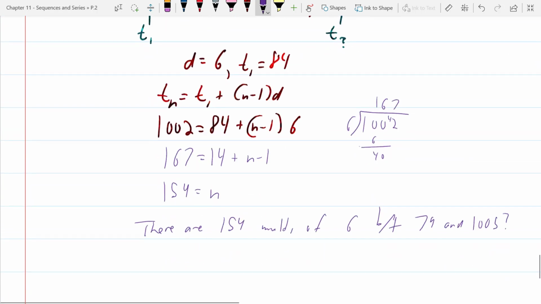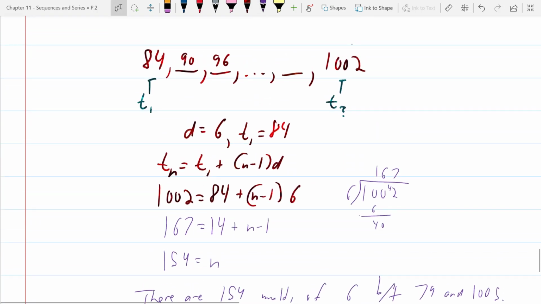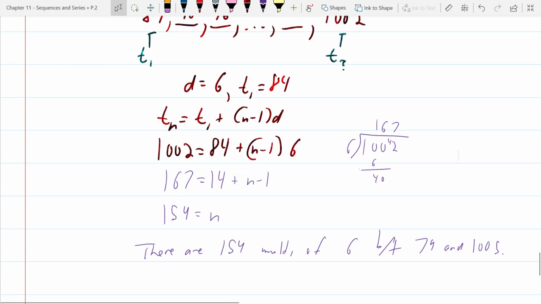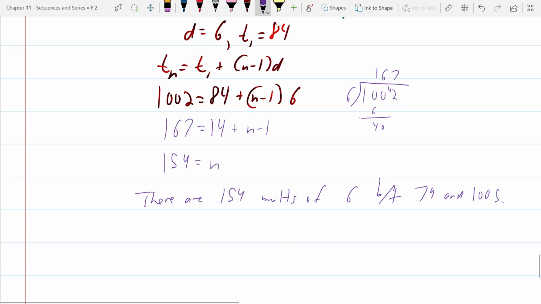Note that they're the same number of multiples of 6 between 84 and 1002 inclusive. Okay, so that was the word multiples, I just abbreviated.